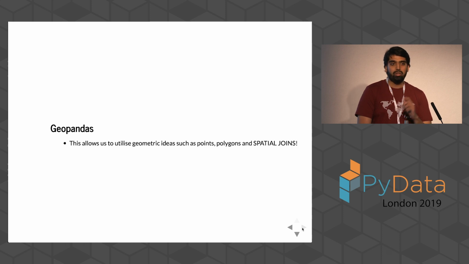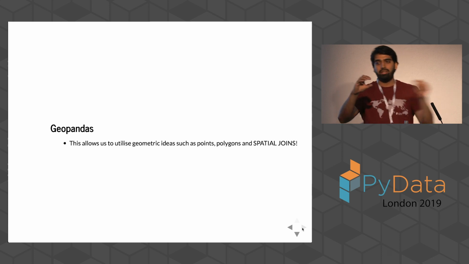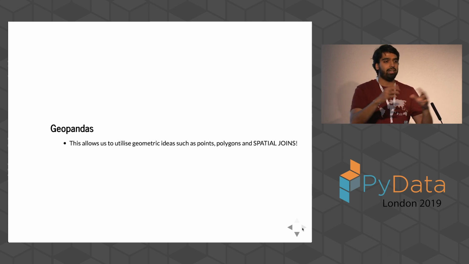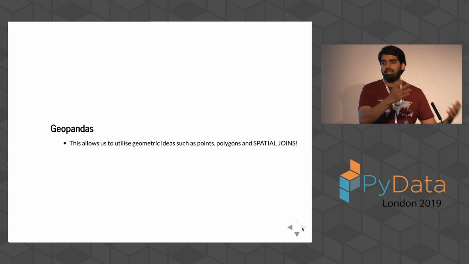Then we use GeoPandas, which is awesome. If you haven't used it, do check it out. Basically you can work with geometries and do cool things like spatial joins. If you have a point, you can do a join on a polygon and put them together. It's the equivalent of doing left joins and stuff from SQL.